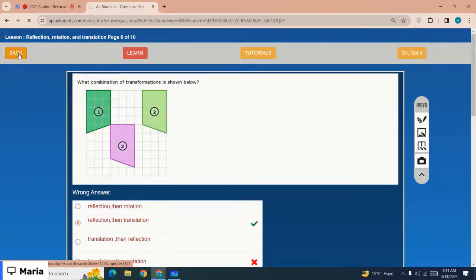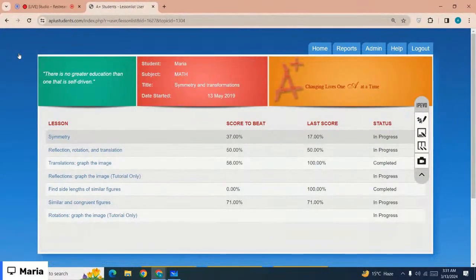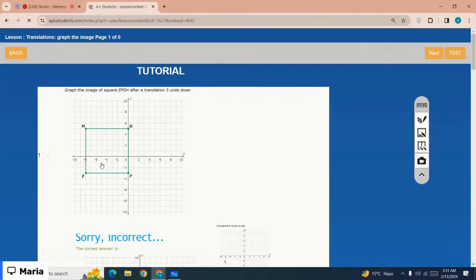Let me just move on to the next lesson. The next lesson is translation, graph the image. So let's see how we translate the image. Got it? Okay, graph the image of the square EFGH after translation 3 units down. So you have a translation here, right? 3 units down. That means when you are translating the image, you have to move the whole image to the new points, so you need to move the image 3 units down.